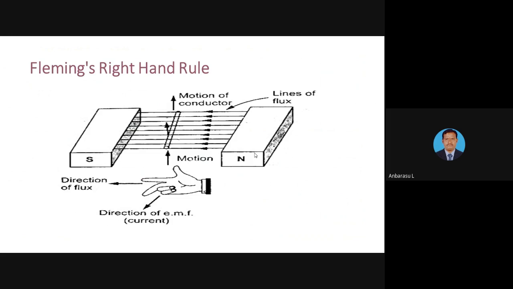The upward direction of motion means the conductor is moving upward. The motion of the conductor is in the upward direction. The field direction is right to left. Then the current direction is from top to end of the conductor. That is the simple explanation behind Fleming's right hand rule.